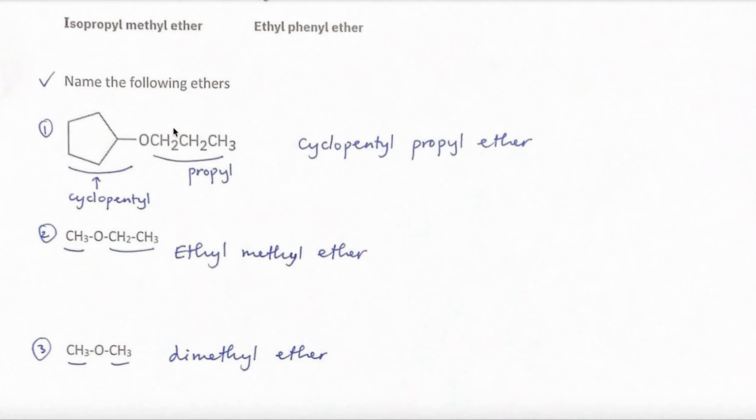Okay. Now we got a propyl and we got a cyclopentyl. So cyclopentyl's gotta go first. Cyclopentyl propyl ether. Make sure they're all separate words. Don't stick them together. Okay. Here we have ethyl and methyl. So ethyl methyl ether. The word ether always goes last, so that's not part of the alphabetical order. Okay.